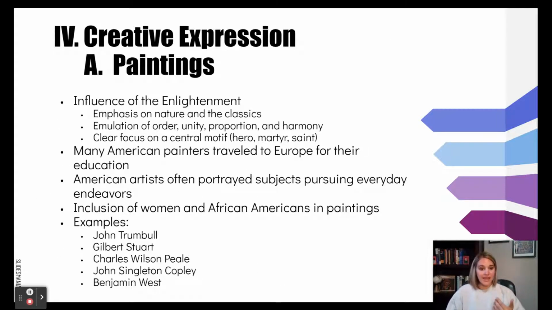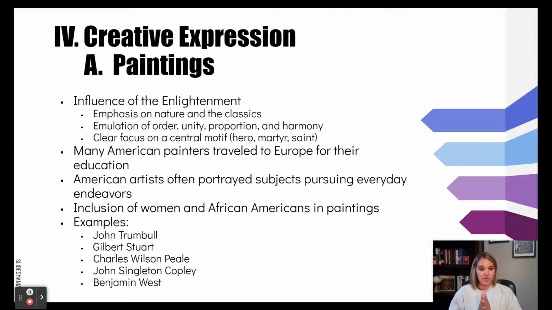So let's move on to the second part of this lesson, and that's looking at how this national culture is going to be expressed through art. So let's start by looking at paintings. We can really see the influence of the Enlightenment on art during this time period. We see an emphasis on nature and a more classical way of painting, emphasizing things like order and harmony and unity. We see this with a clear focus on one central figure.